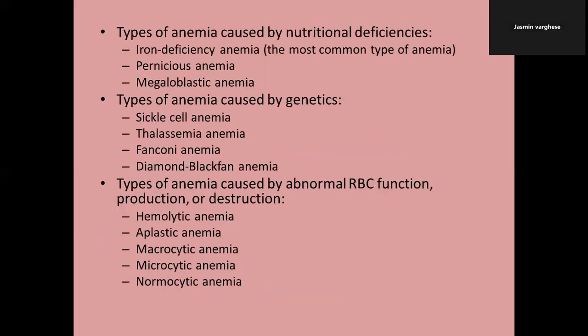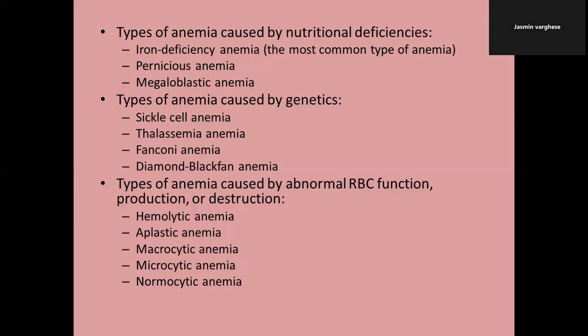Now we will see the types of anemia. Types of anemia caused by nutritional deficiency include iron deficiency anemia, and that is the most common type of anemia. If someone is asking about anemia, one thing will always come to your mind, that is iron deficiency anemia. Then pernicious anemia, then megaloblastic anemia. These are all the anemias caused by nutritional deficiency.